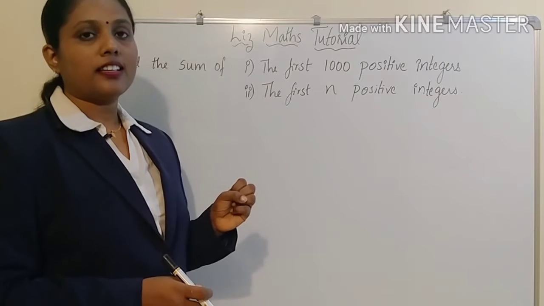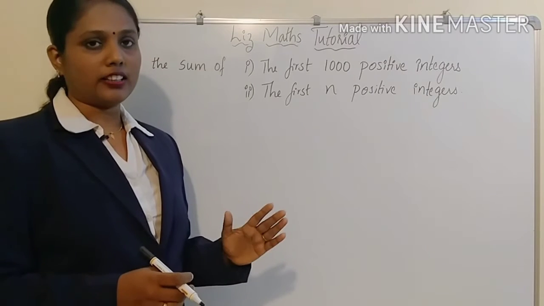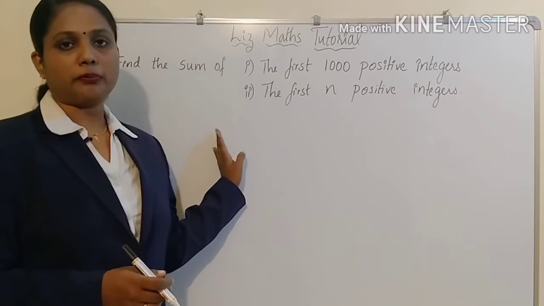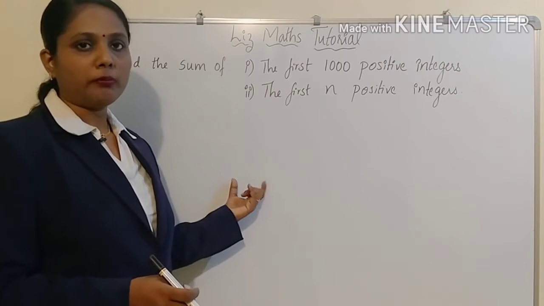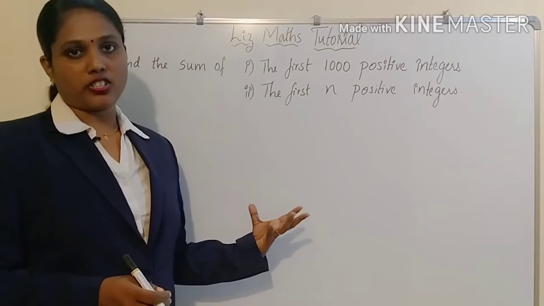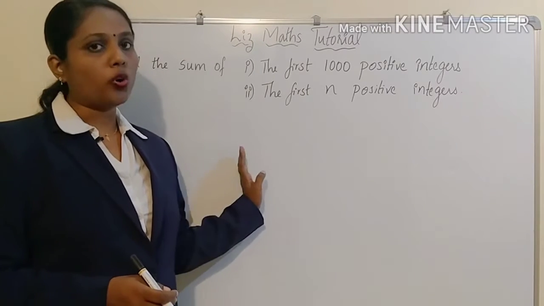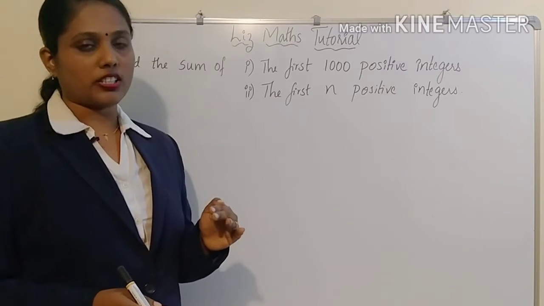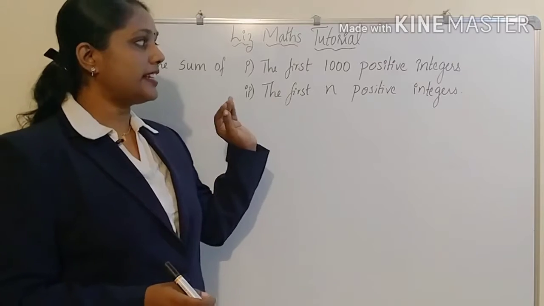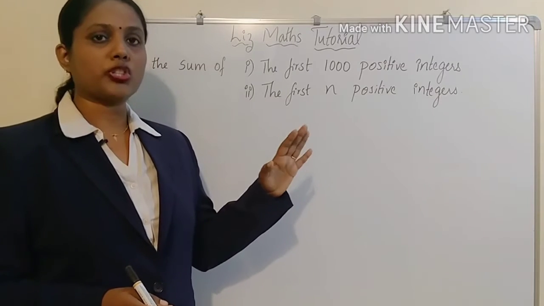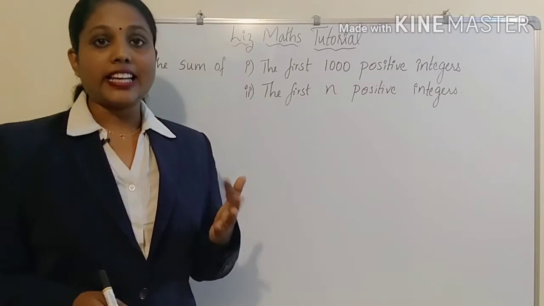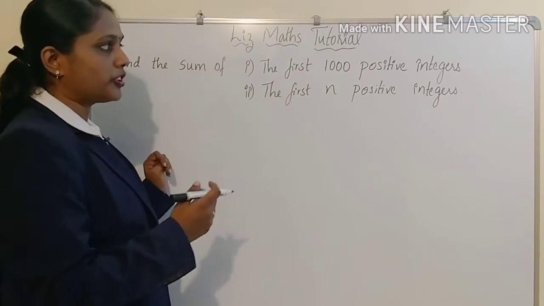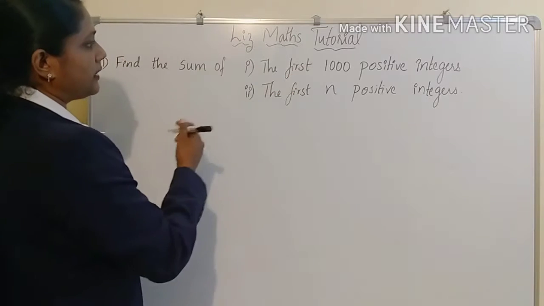You know that in the number system, first the natural numbers appear, then you get the whole numbers, then you go for the integers, isn't it? Integers are nothing but whole numbers with the negatives of the natural numbers. So the positive integers are nothing but the natural numbers only, isn't it? So when you are taking the positive integers, that is nothing but the first question.